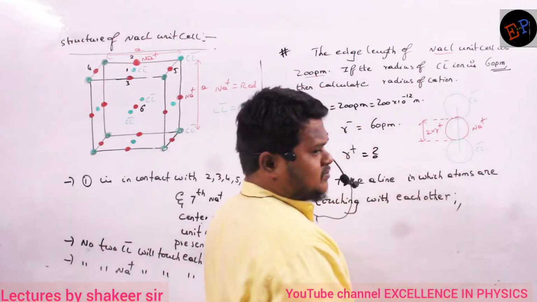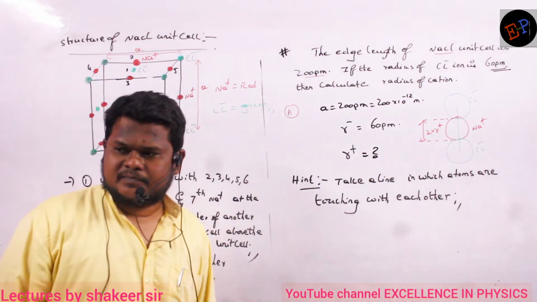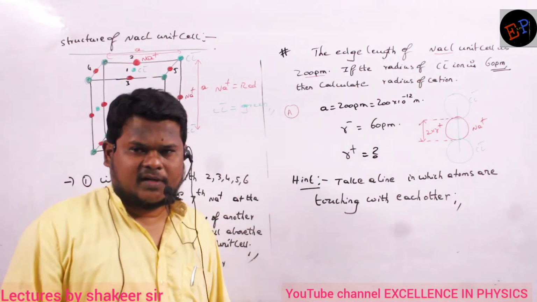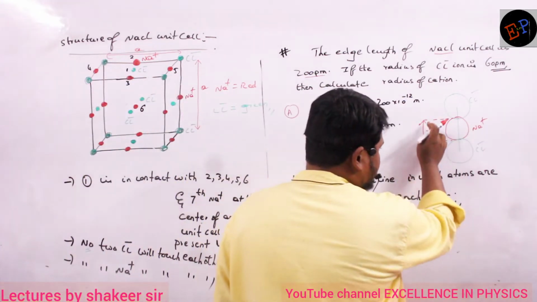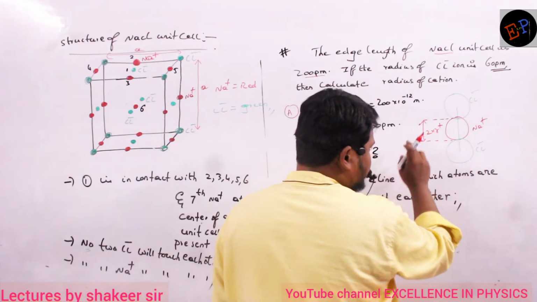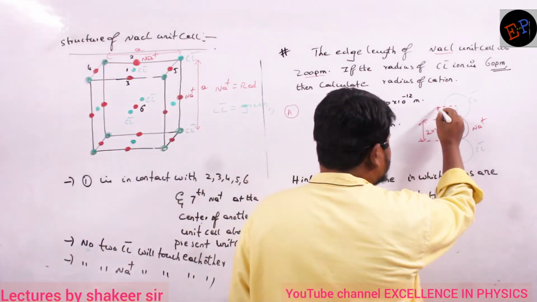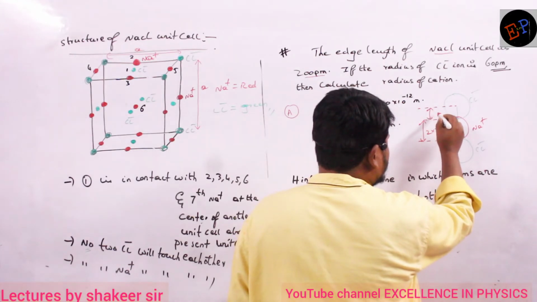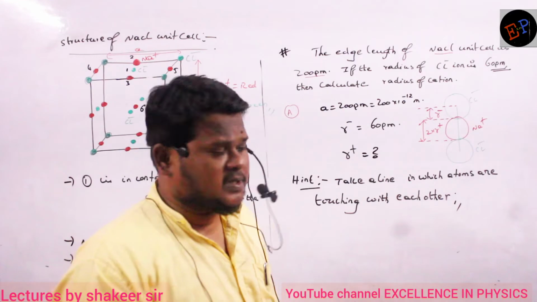Can I write 2 times R plus, no, ma? R plus means what? Cation, radius of cation. Radius of sodium ion. This is diameter, no? Diameter means 2 times R plus. Okay. Then what is this distance? It is 1 R minus, no? Radius of chlorine atom. Clear, no, ma?